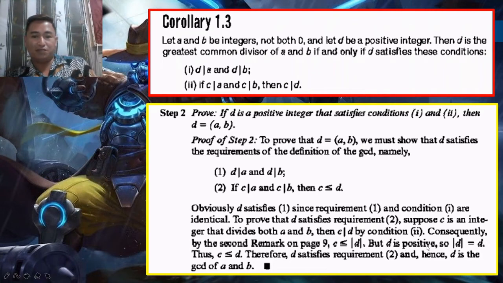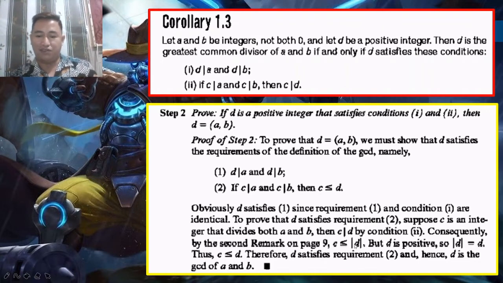Yung atong D class is positive man. Kaya nakapataw na o D is a positive integer. Diba? Kaya dira o nanan sa kwandan ka sa assumption, let D be a positive integer. Yung positive class si D. And so, kaning absolute value ni D class is equal to D. Thus, C is less than or equal to D.